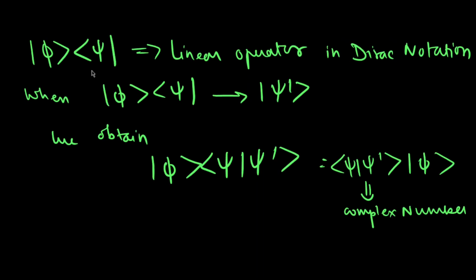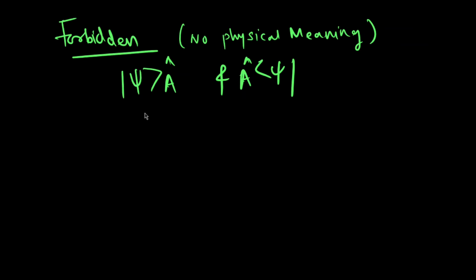When a ket operates on a bra, we get a linear operator in Dirac notation. When our linear operator is operated on a psi dash ket, we obtain a transformation with respect to the phi vector. When an operator operates on a ket from the right-hand side, or on a bra from the left-hand side, these are forbidden in Dirac notation and usually have no physical meaning.